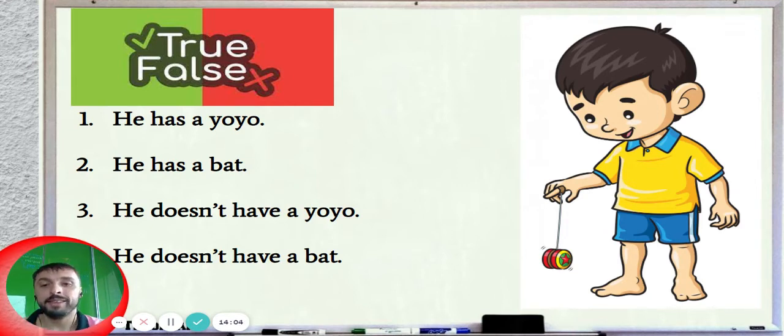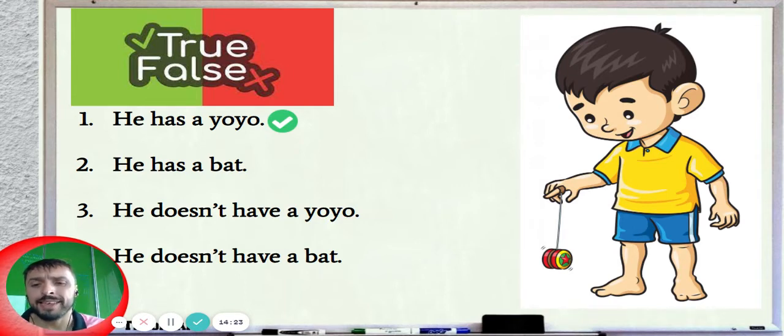Okay, so number one, he has a yo-yo. Is that true or false? Does he have a yo-yo? Yes, he does. So that's true, right? So that is true. Number one is true.